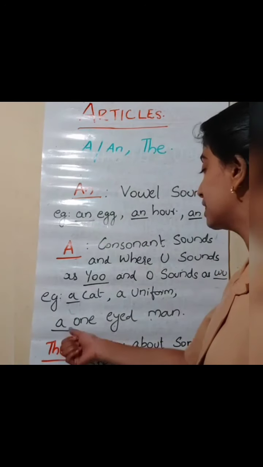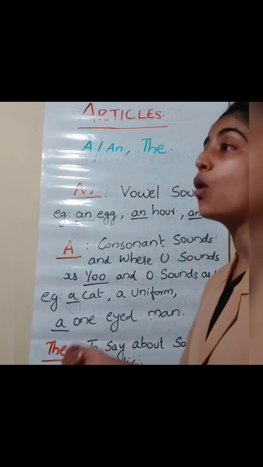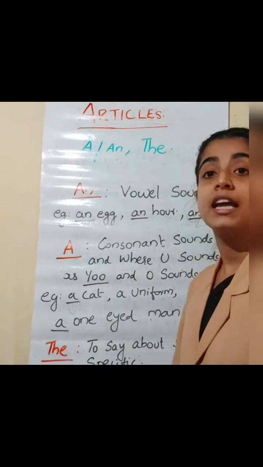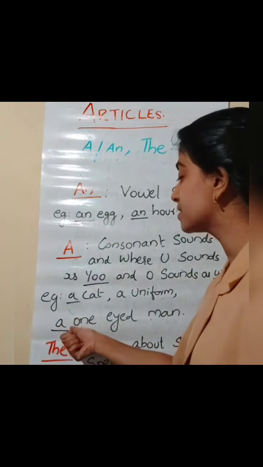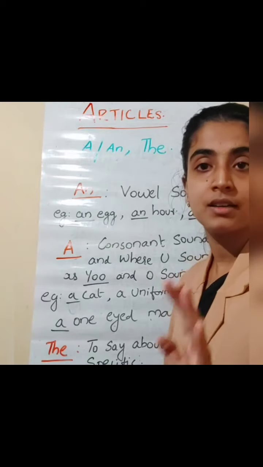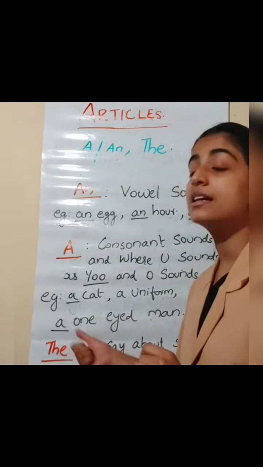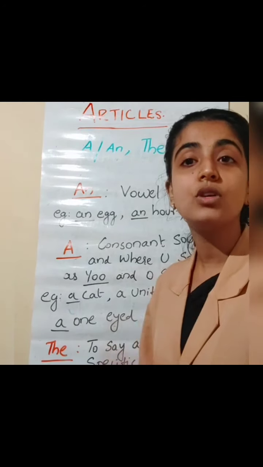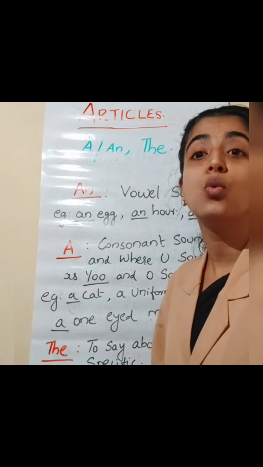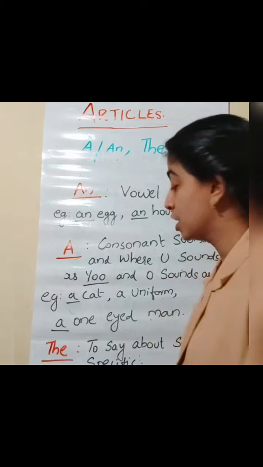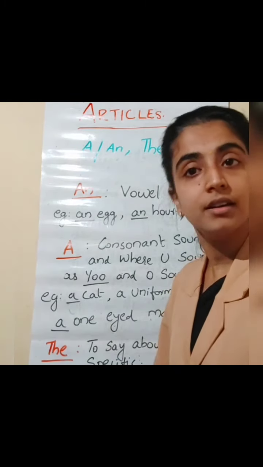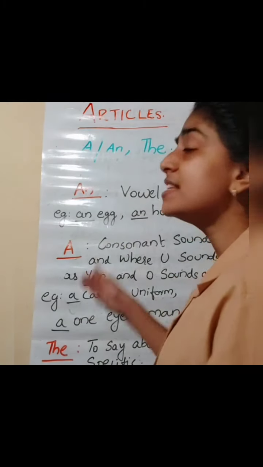Another example, children, it is one-eyed man. What is it? It's one. Here, since the starting letter is O, we won't be using an article an with it. What will we use? Because here the sound is W. I told you, W is a consonant sound. So we'll be using a one-eyed man. Okay, children, that's it. So this is the second article.